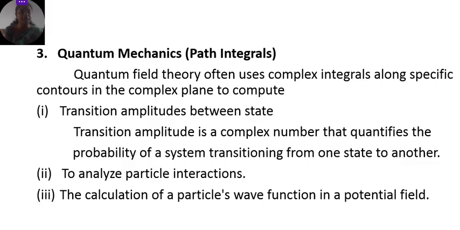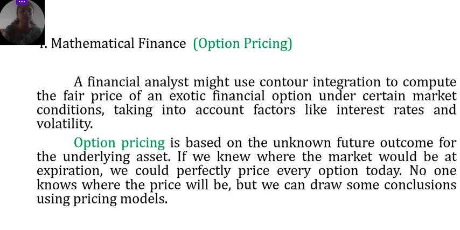Next one is in quantum mechanics. In quantum mechanics, the transition amplitude, that is a complex number that quantifies the probability of a system transitioning from one state to another. This is also done using complex integration. Next, the particle interactions can also be analyzed, and the particle's wave function is also calculated making use of contour integration.